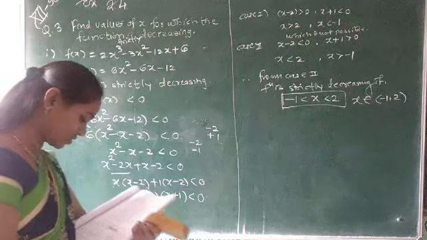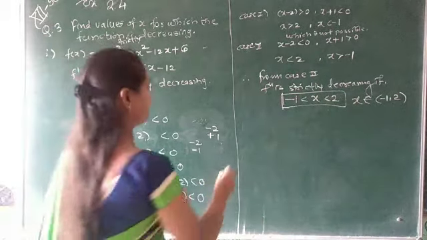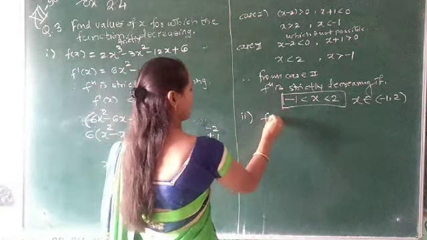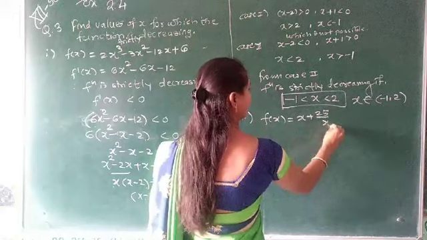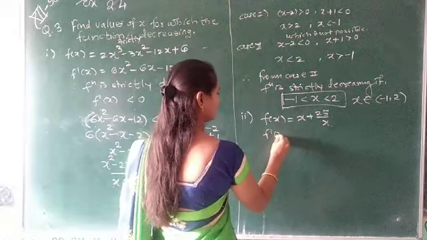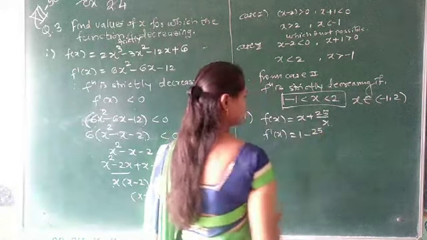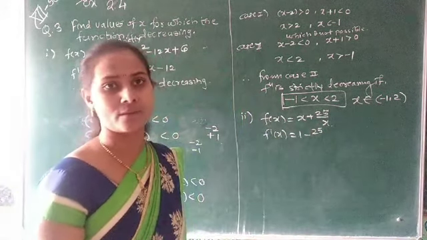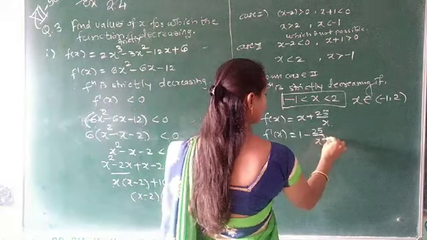Now see the second question here. f of x is equal to x plus 25 upon x. So take the derivative. Derivative of x is 1, plus the 25 is constant, and all of you know that the derivative of 1 upon x is minus 1 upon x square. So minus 25 upon x square.